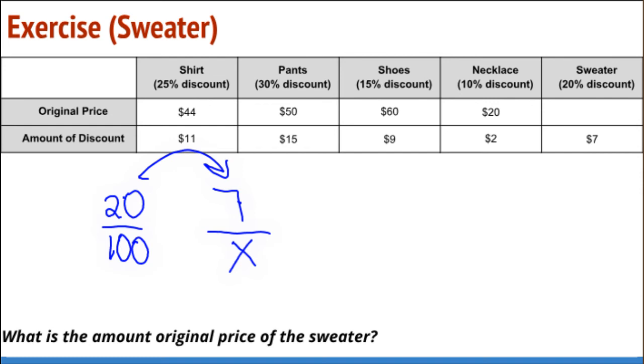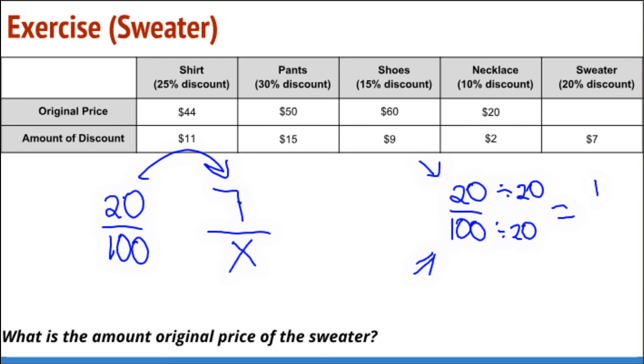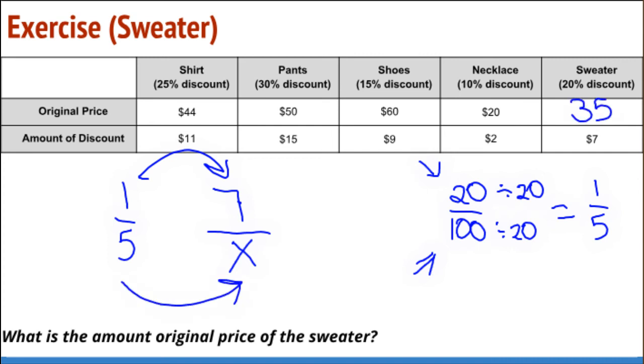Not very easy. Maybe I can do some largest possible units. So I can take this 20 hundredths, and I've done enough work now that I know that both of these can be divided by 20. I've done this enough times. So I'll scale them down by 20, and I will have 1/5. So I can replace this 20 hundredths with the 1/5 equivalent, and now I'm looking and saying, man, that's easy. I'm going to multiply times 7, and I'm going to get 35 as the original price.